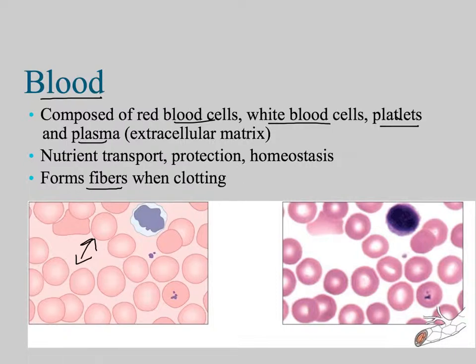You know that blood is involved in nutrient transport. It provides protection by bringing all these white blood cells around, and of course is involved in homeostasis, both by how it is involved in temperature regulation as blood vessels constrict or dilate, and also because it's the transport system for all the various chemicals that will be sending signals around our body.